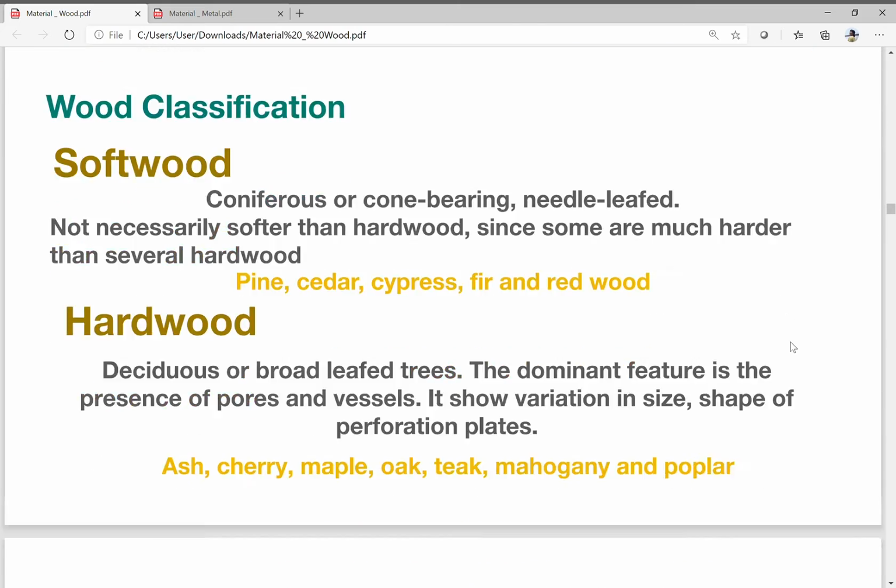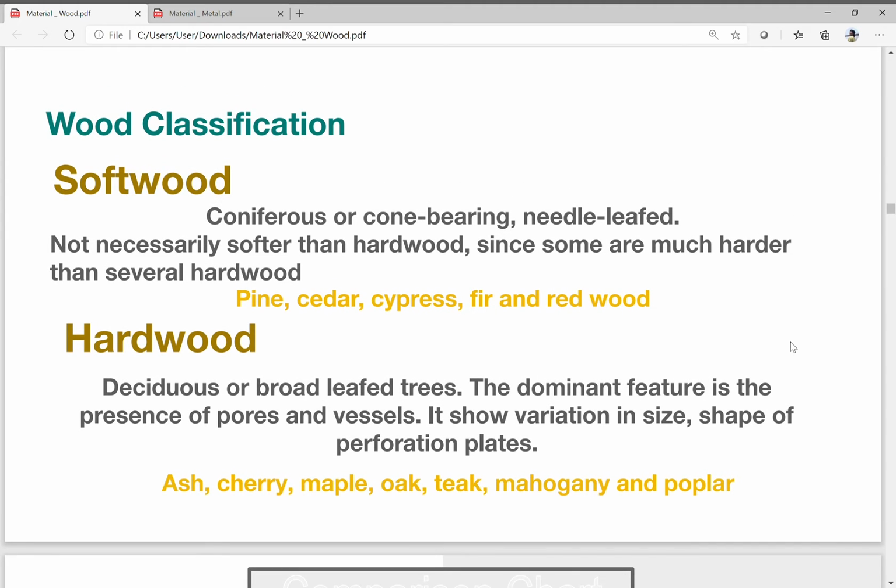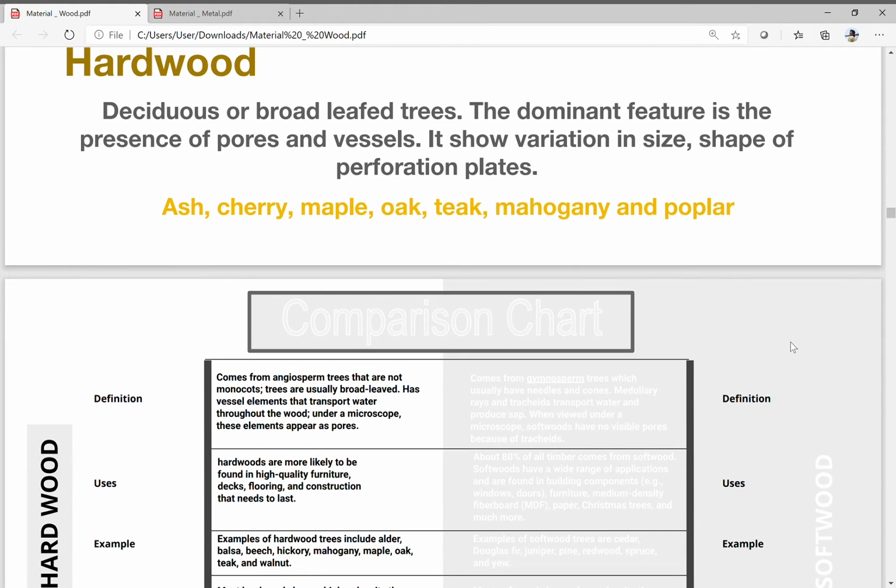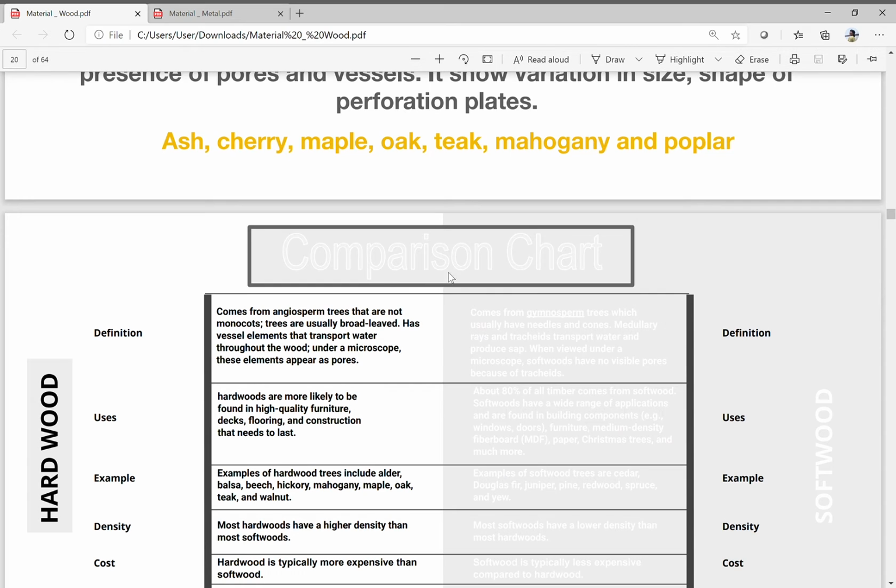So softwood is a coniferous or cone-bearing wood. It's not necessarily softer than hardwood, since some are much harder than the hardwood. So you have your pine, cedar, cypress, fir, and redwood. And then hardwood is broadleaf trees. Their dominant features are the presence of pores and vessels. It shows variation in shape and plates. Okay, so you can just run through this.